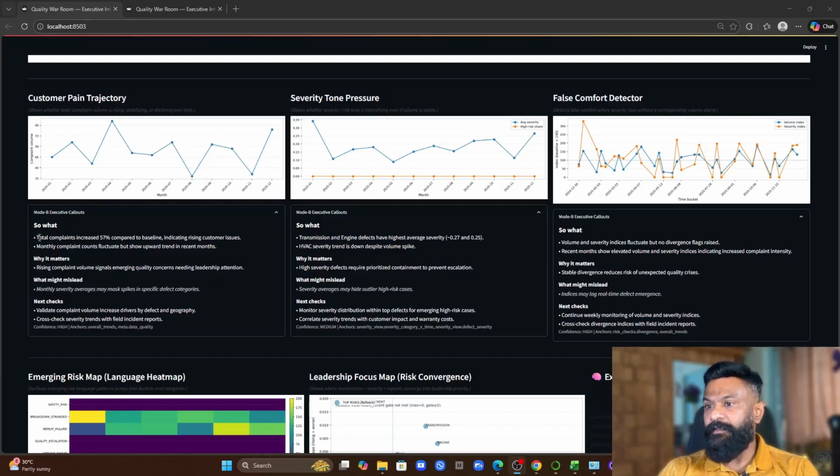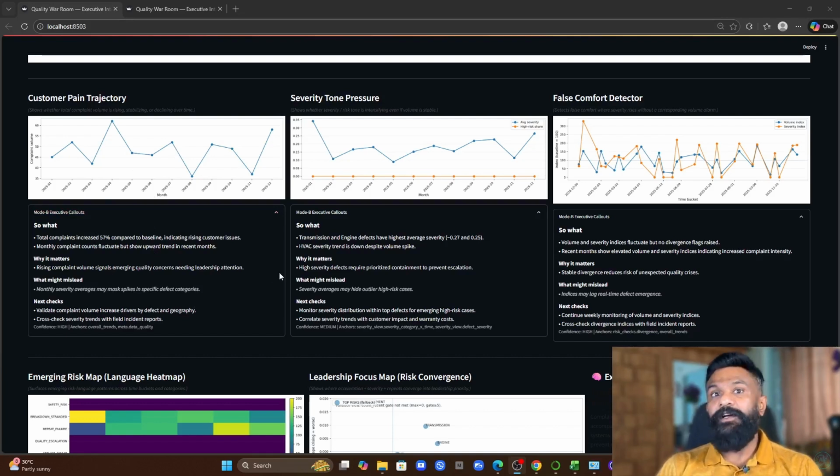So now the AI, based on this data, is saying total complaints increased 57% compared to baseline, indicating rising customer issues. Monthly complaint counts fluctuate but show an upward trend in recent months. So this is quite an easy chart. I think anyone can do the analysis, and the same analysis is done by ChatGPT.